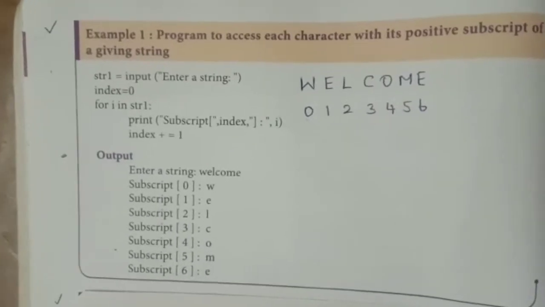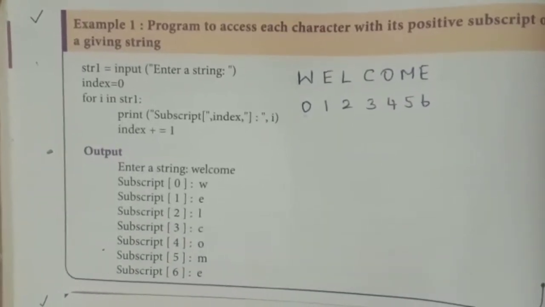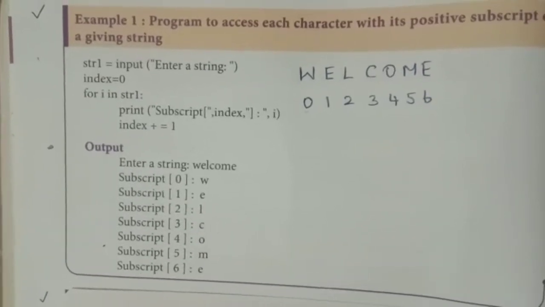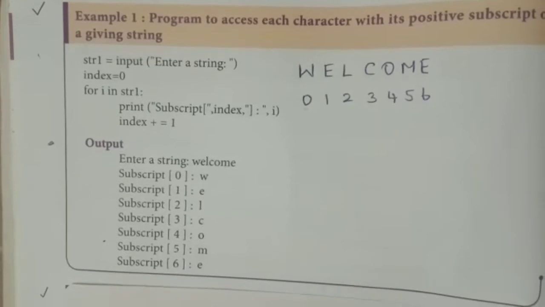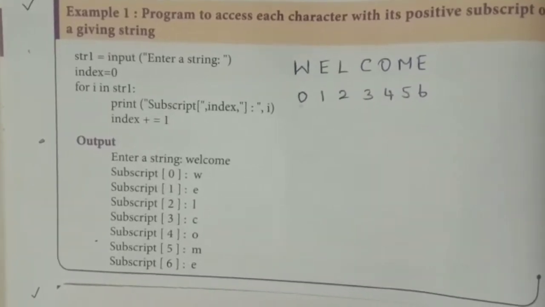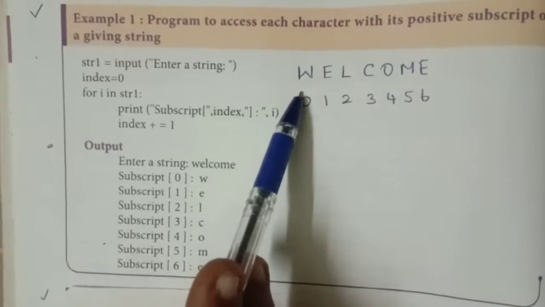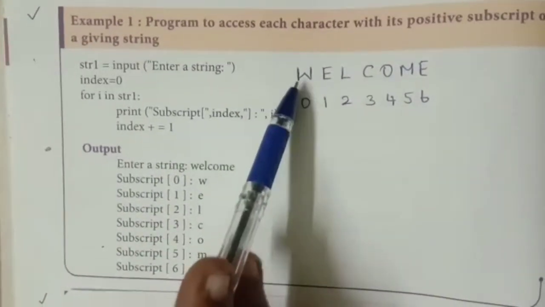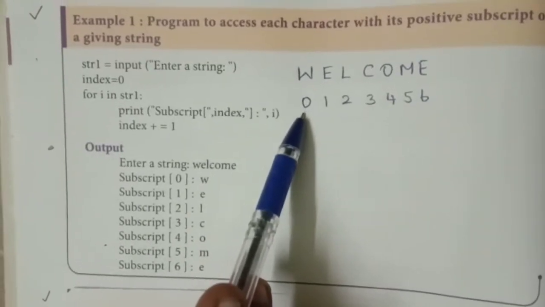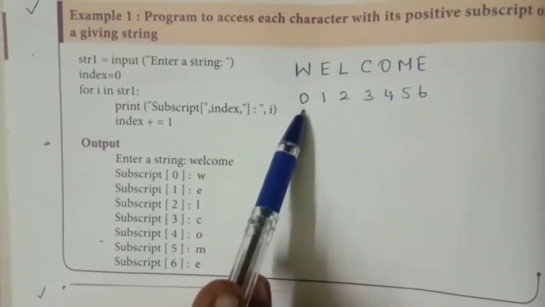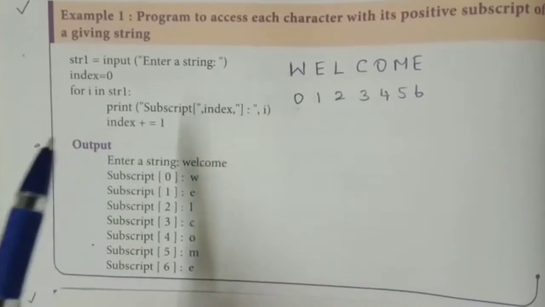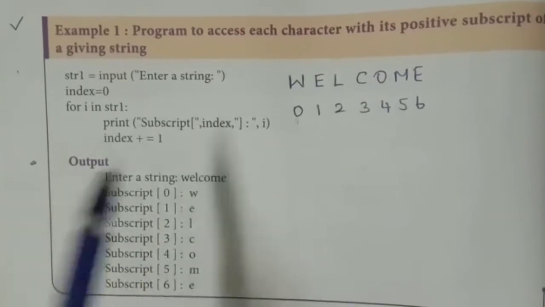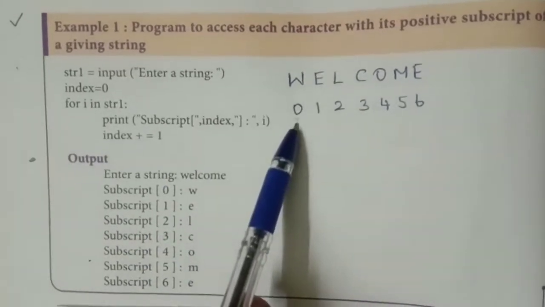Second example, how to use subscript. For each string, each value is said to be a character. Each character will have its own index number. See this example. Welcome is a string. Each alphabet is called a character and each character will have the index value. This index value is called a subscript. You have two types of subscript. One is positive subscript and the second one is negative subscript. Positive subscript will always start with 0.